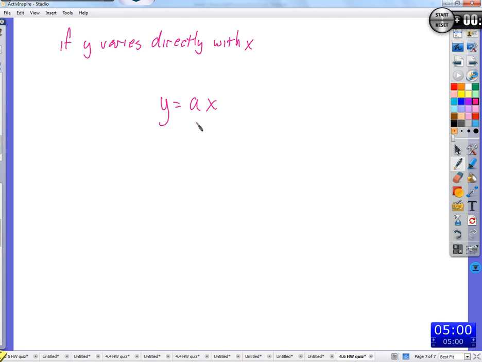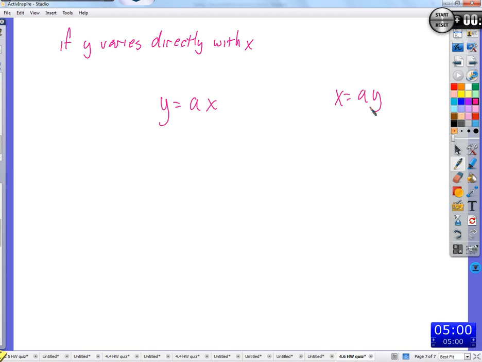So what would it mean for x to vary directly with y? y varies directly with x. What about if x varies directly with y? What would that mean? Yes, x equals a times y. It just reverses the roles of x and y. If x varies directly with y, then x is equal to some constant times y.